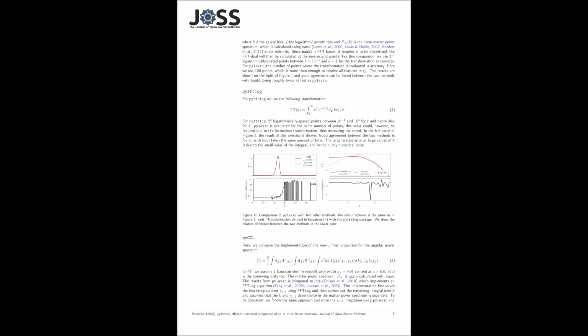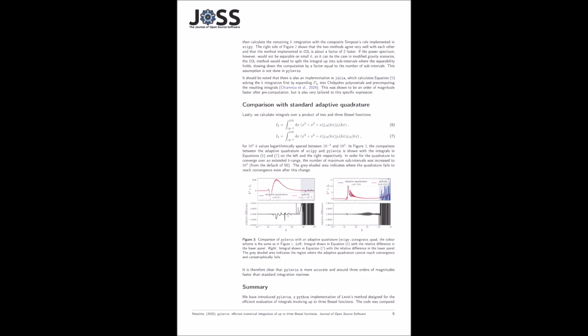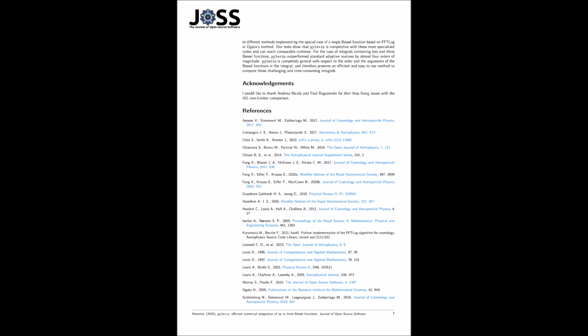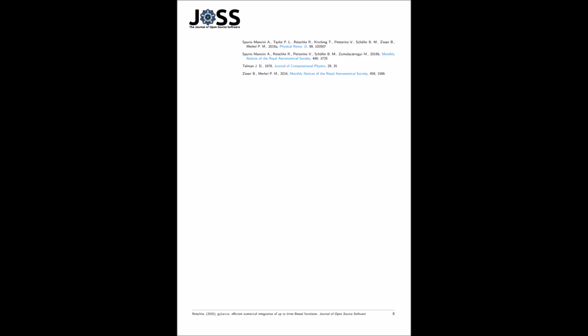And the results were amazing. I'm on the edge of my seat. Pylevin outperformed adaptive quadrature by orders of magnitude in speed, while achieving better accuracy and stability, particularly when those Bessel function arguments got really large. So it sounds like pylevin is the undisputed champion when it comes to these multi-Bessel integrals. It really does seem that way.